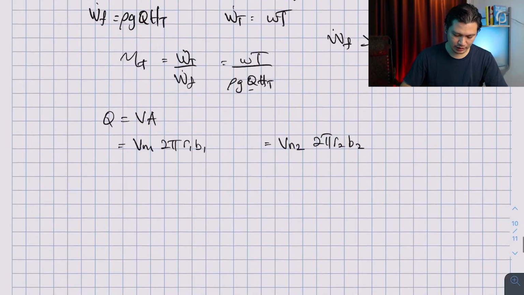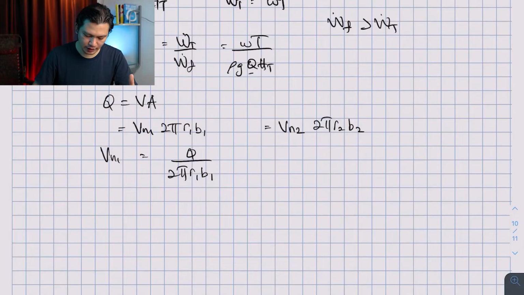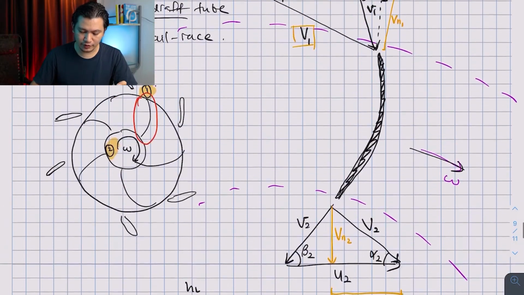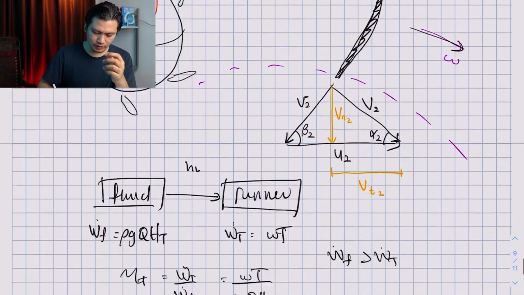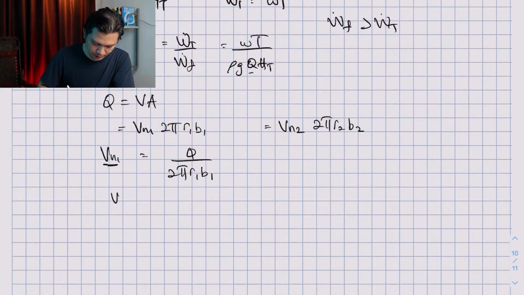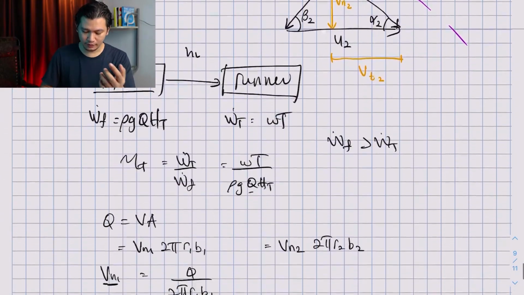So let's say you are looking for Vn1, for example, that's going to be Q divided by 2 pi R1 B1. And let's say we are looking for the relationship between Vn1 and Vt1. I know that Vn1 and Vt1 can be linked with alpha 1. So it's going to look something like this: Vt1 is equal to Vn1 cotangent alpha 1.